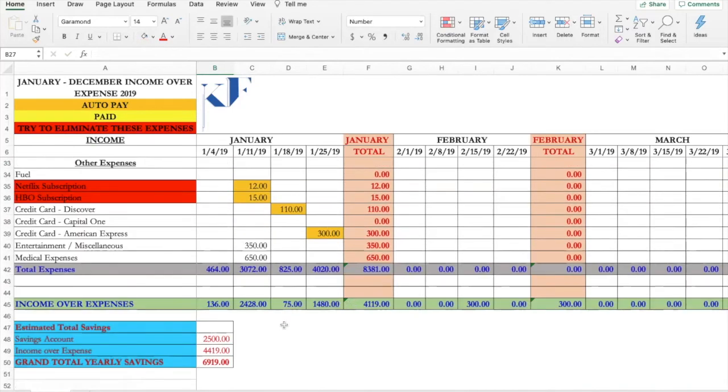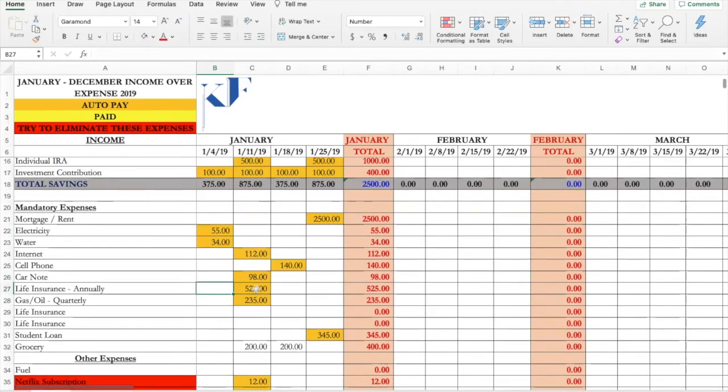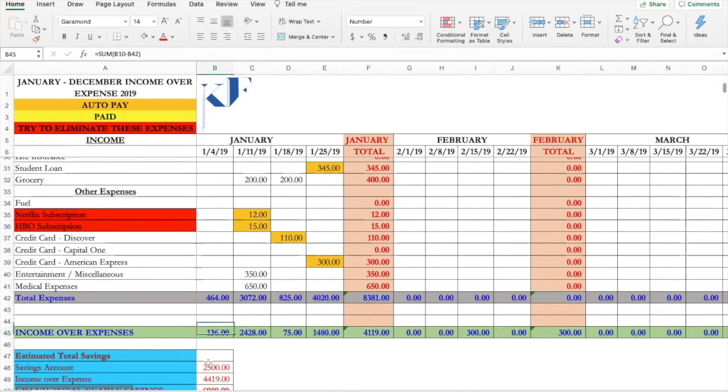Now, once I move that life insurance expense to the second week, look at that. Income over expenses for the first week in January, I'm basically seeing a surplus for that week. So that's what I'm saying.